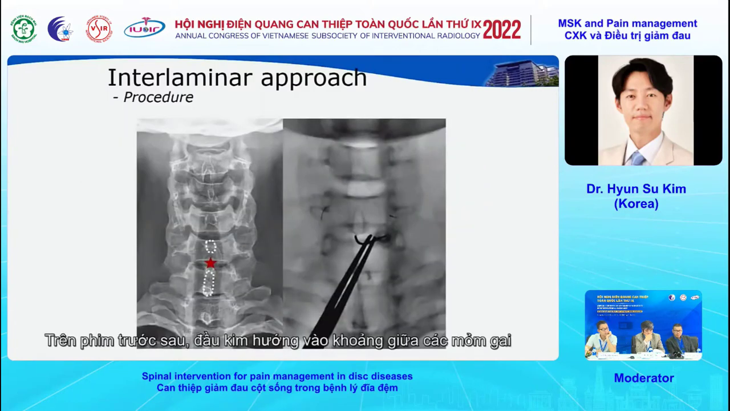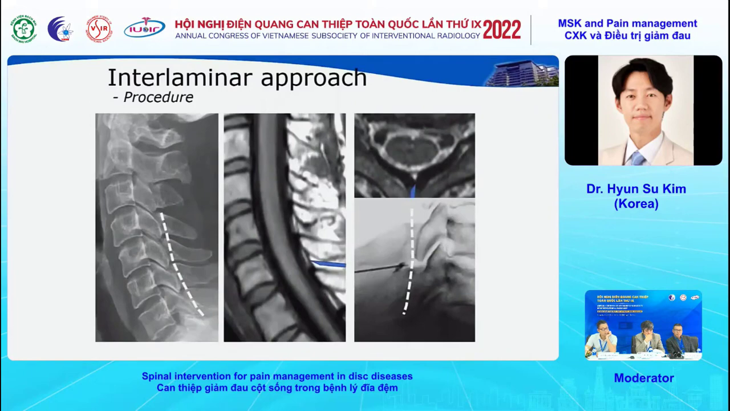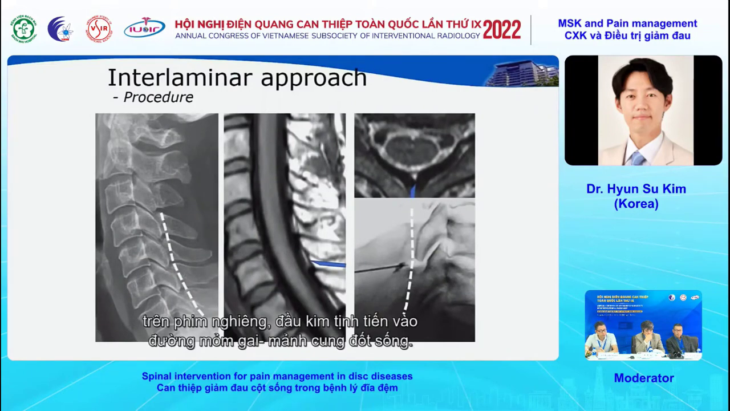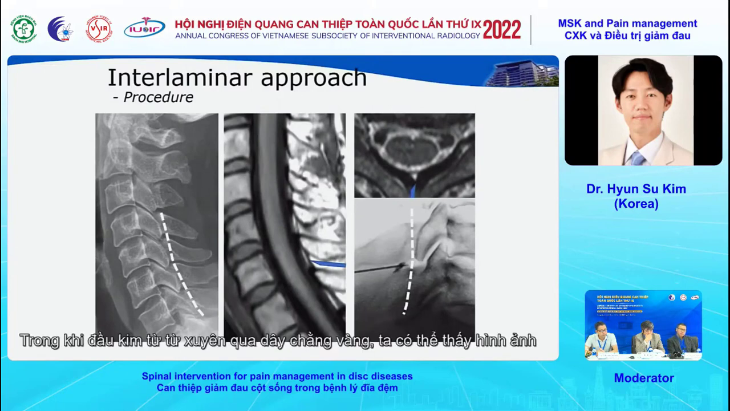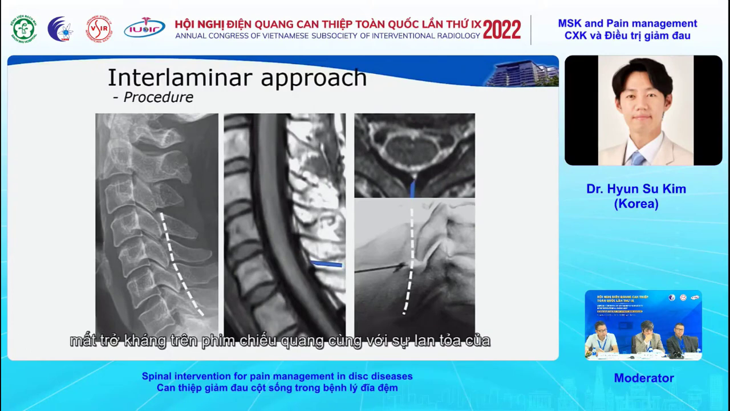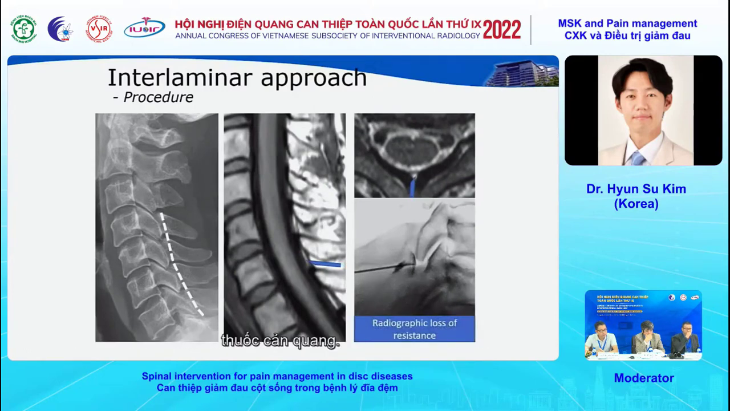So the needle is targeted at the area between the spinous processes on AP view. The needle tip is advanced to reach the spinolaminar line on lateral view. While slowly passing through the ligamentum flavum, radiographic loss of resistance with spread of contrast agent can be seen.